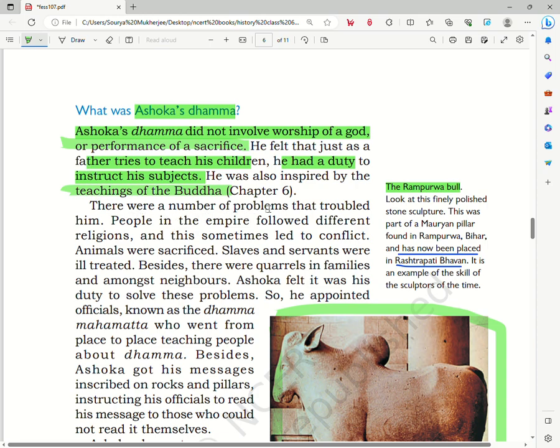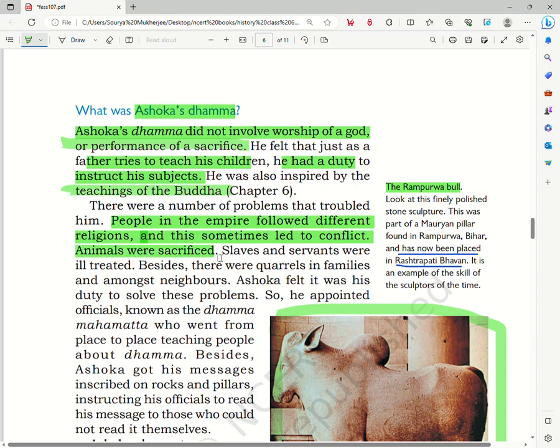There were a number of problems that troubled him. People in the empire followed different religions, and sometimes that led to conflict. So we see that this is quite an important line, that as the empire was as big as modern-day India, the people in different parts had different religions, different customs, cultural practices, and so on. And all these differences led to conflict, and it was quite hard to keep the empire together.